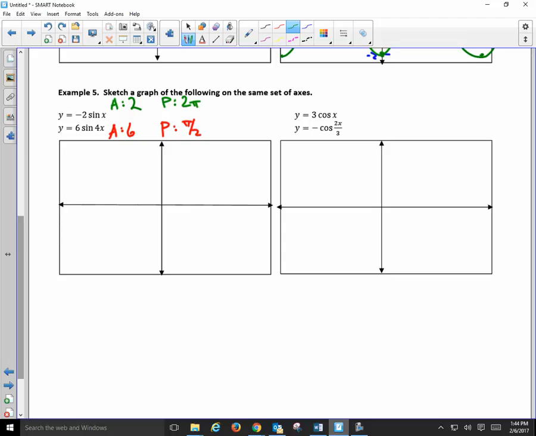So if I want to put these on the same set of axes, should I go up to 2 or up to 6? I should go up to 6. I'll go up by 2. That will help me. And then if I want to show both of them, should I stretch out to 2 pi or out to pi over 2? 2 pi. You guys are easy to work with. Always got the right answers.